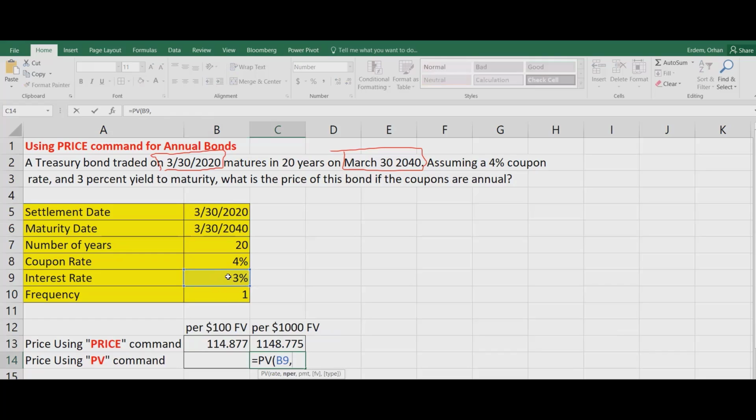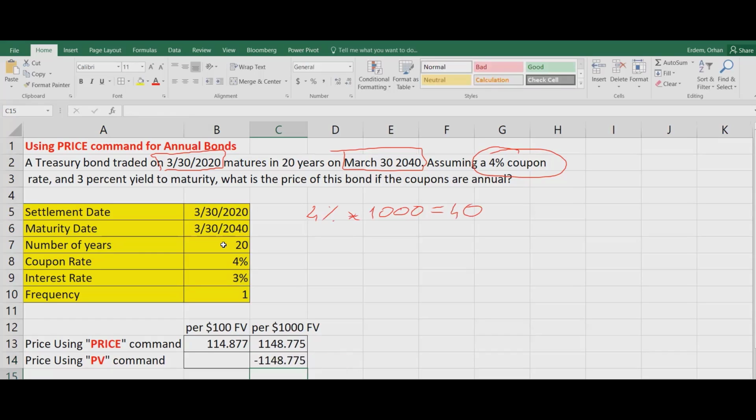And then number of periods is, there are 20 years in between, so this is an annual bond, therefore 20 payments. And PMT, PMT is the period of payment, coupon payment. As the coupon is 4% here, 4% of $1,000 is $40. So I'm going to use $40 as a PMT here. And then last thing is future value, it's going to be $1,000. And then you hit enter, you'll get the same exact thing. It's minus because you are going to pay it, that's why.